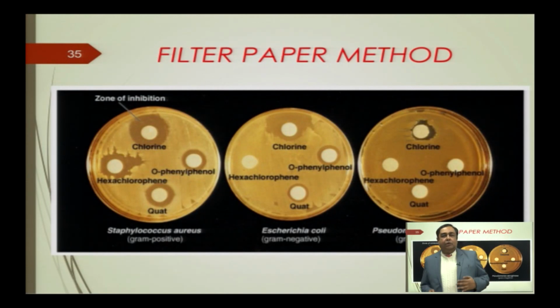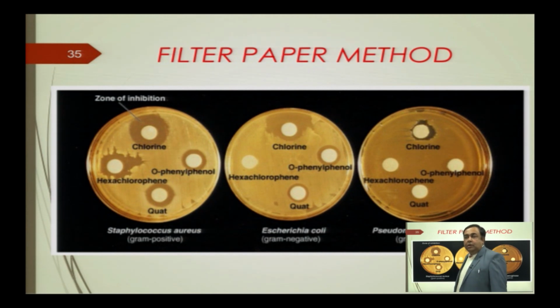Now, let us look at this particular picture. You will find that around a filter paper disc which was soaked in chlorine, there is a larger zone of inhibition, whereas around a filter paper disc soaked with O-phenyl phenol, the zone of inhibition is smaller. The smaller zone of inhibition means it has lesser antimicrobial efficacy as compared to that of chlorine.